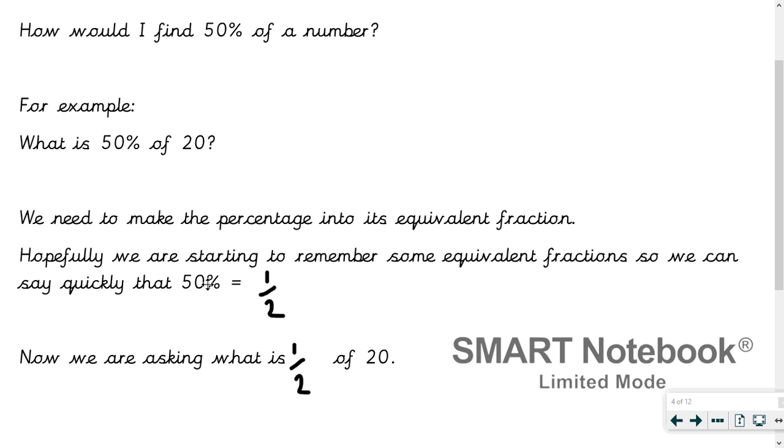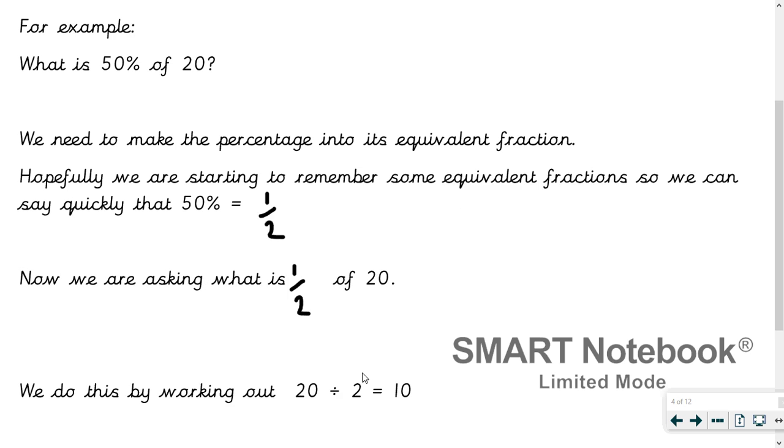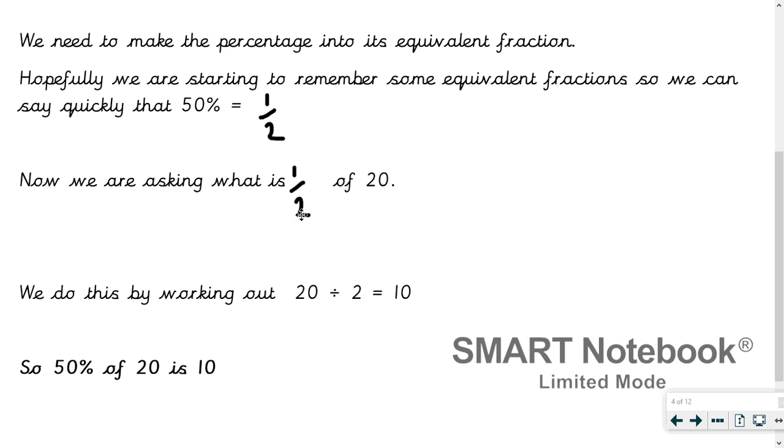Now what we're going to ask is what is 1/2 of 20? And that makes it a bit easier because then we take our denominator and we've got our amount and we divide our amount by the denominator. So 20 divided by 2. And then if it's 1 on top, we don't need to do this stage, but we multiply by the top. But really, we know that 20 divided by 2 is 10. 10 times by the 1 is still 10. So 50% of 20 is 10.